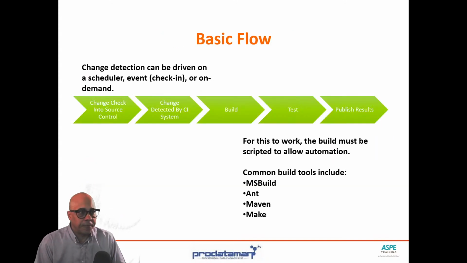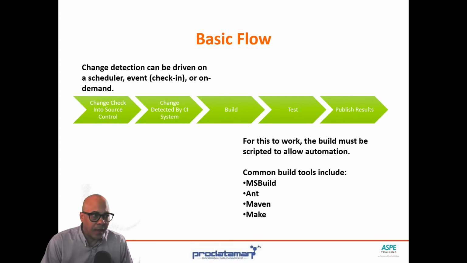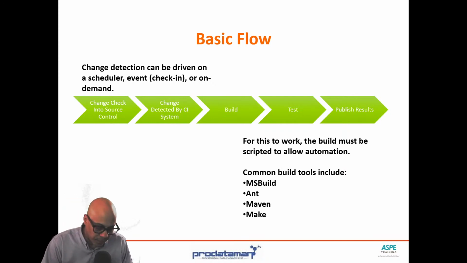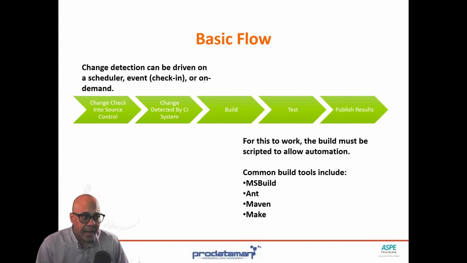So the flow here is we have a change that's detected in source control. This is for you visual learners. I got a nice little flow chart for you. The change is added to the source control or version control system, and that change is then detected by the continuous integration server. In this case, Azure DevOps. If we were doing Java and open source, we'd be using Jenkins for this.